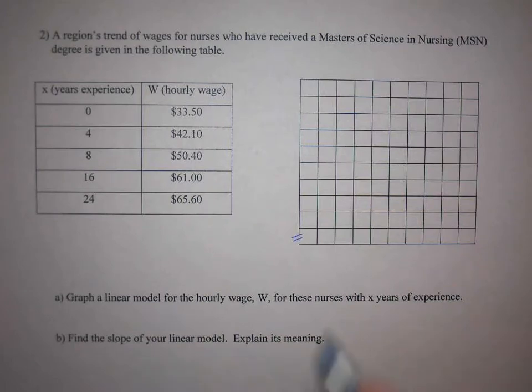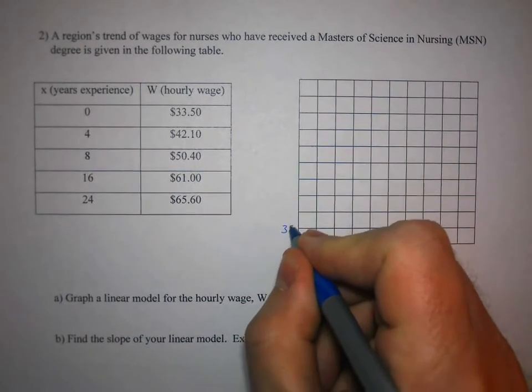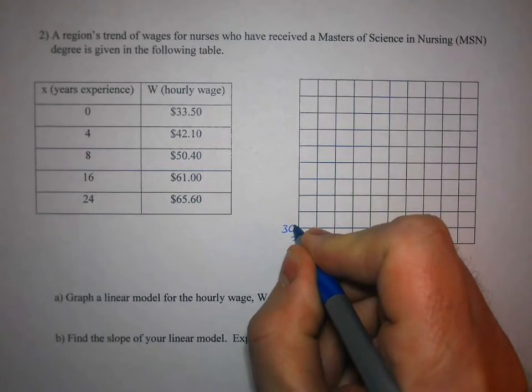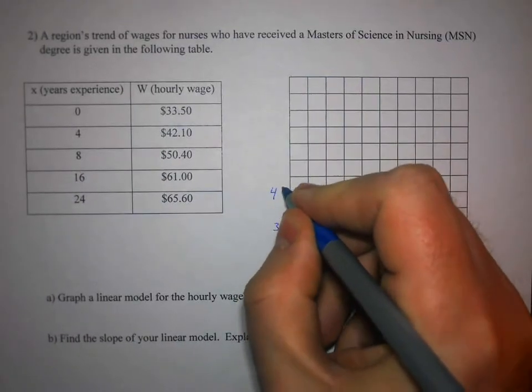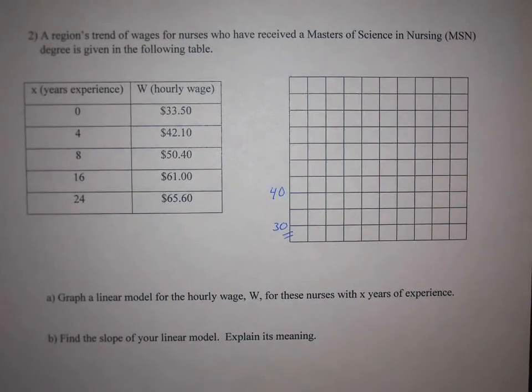And I'll just tell you what I used to start was 30. And then I said every tick mark is worth 5. So then I said 40 and so on. So pause the video, create the scatter plot, and then I'll put what I have up here for the answer.